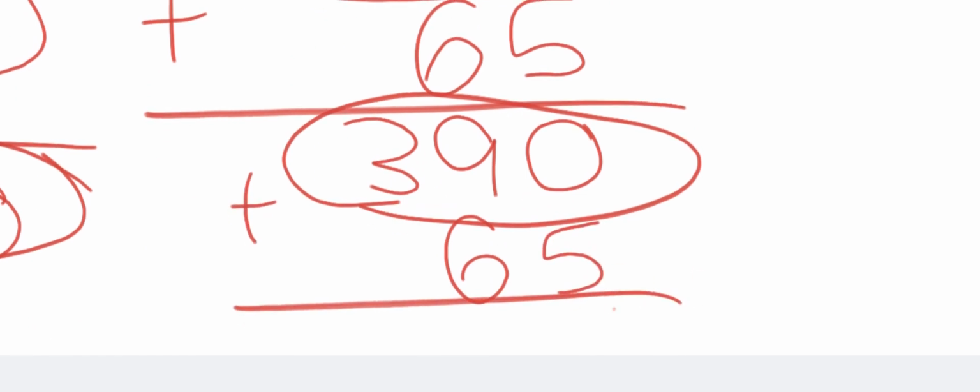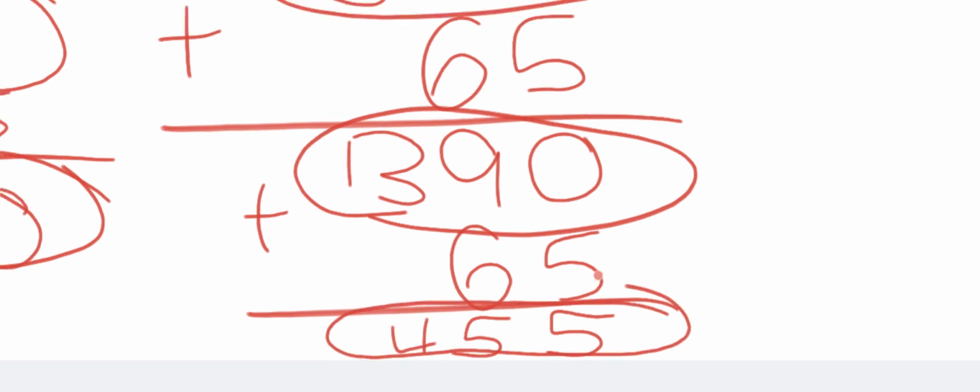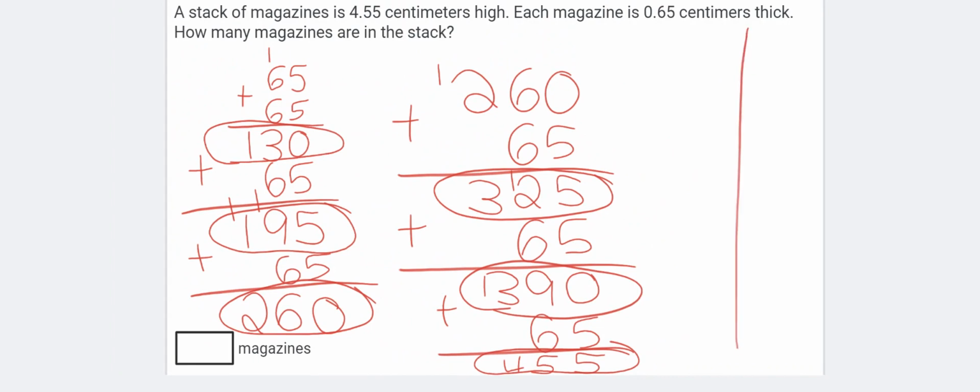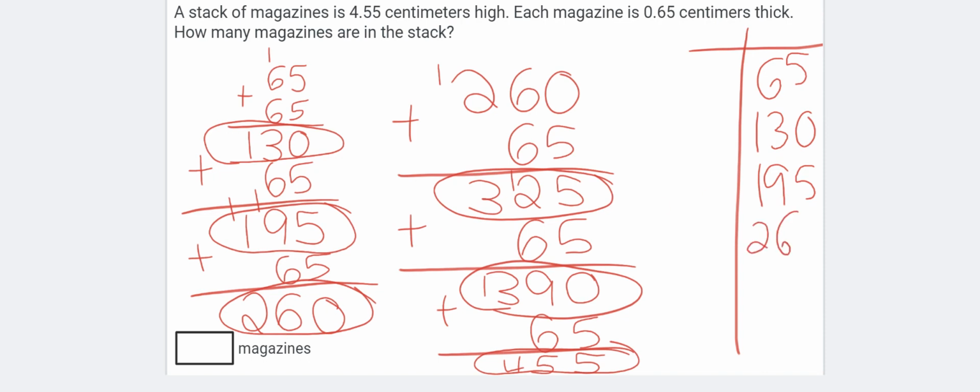5 plus 0 I know is 5. 9 plus 6 I know is 15. 3 plus 1 is 4. Okay. So now I'm noticing I'm going to take all the numbers that I just added. So I had 65, 130, then I had 195, then I had 260, then I had 325, then I had 390, and then I had 455.